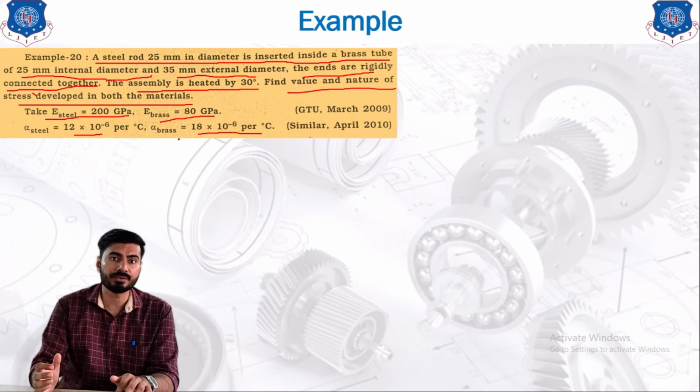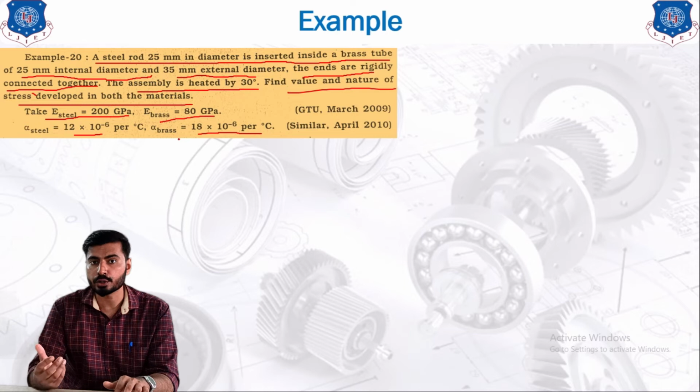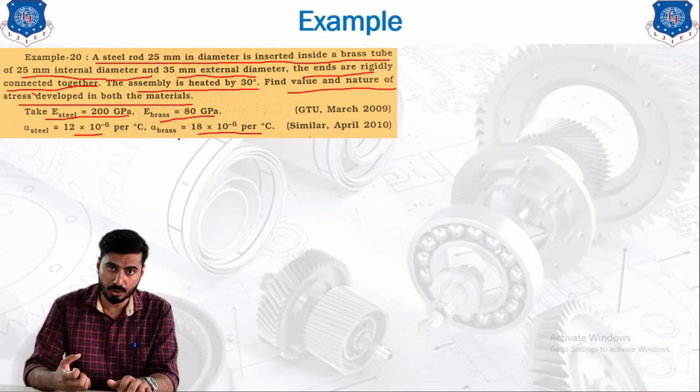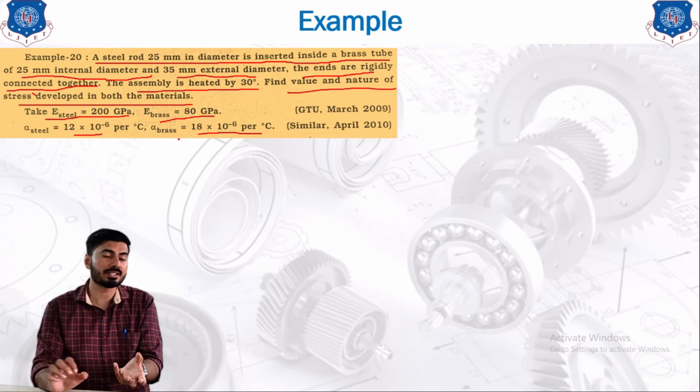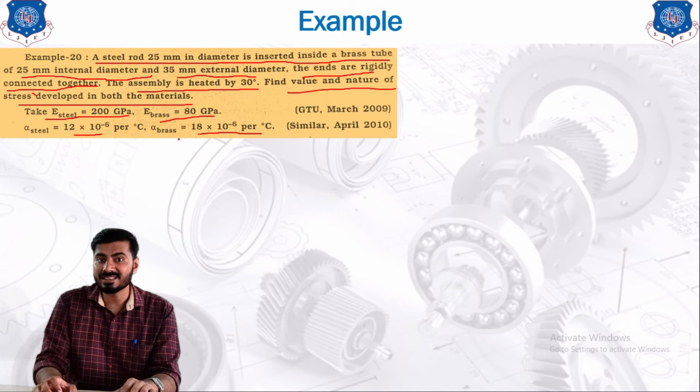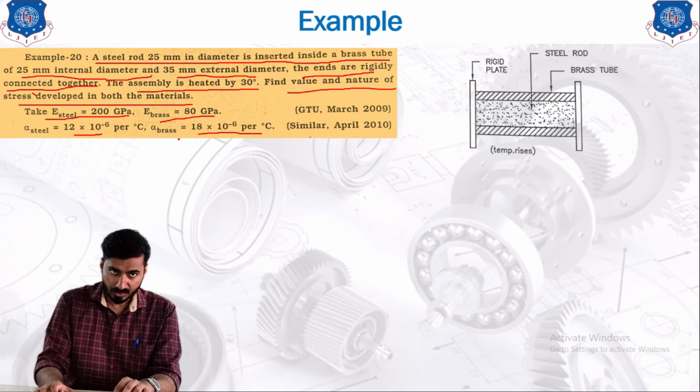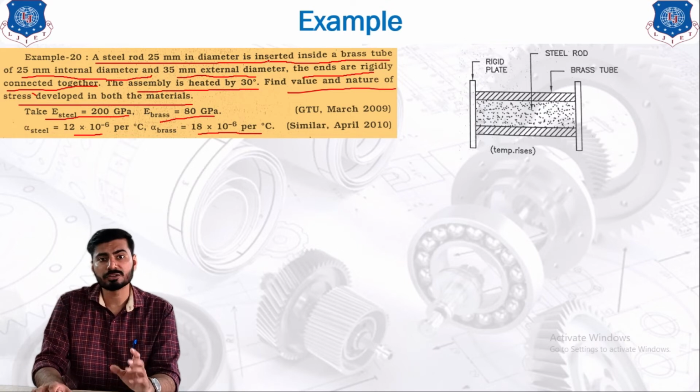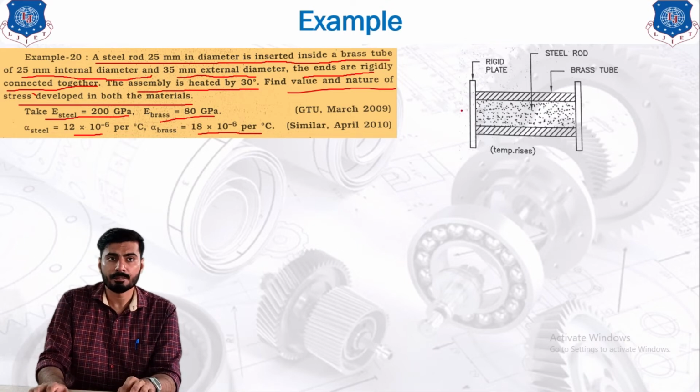So it is but obvious that the brass material is going to experience the compressive nature of stress, and the steel material is going to experience the tensile nature of stress. So this is our basic diagram which we have made through the description. Based on the description, we have shown here the rigid plates which are connecting both the materials together.